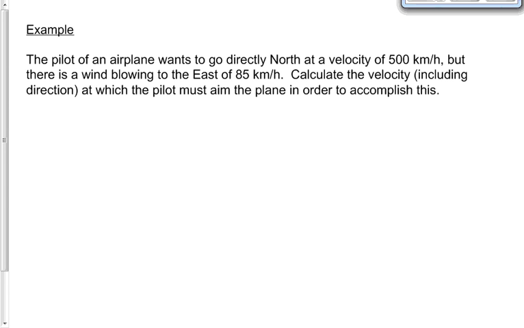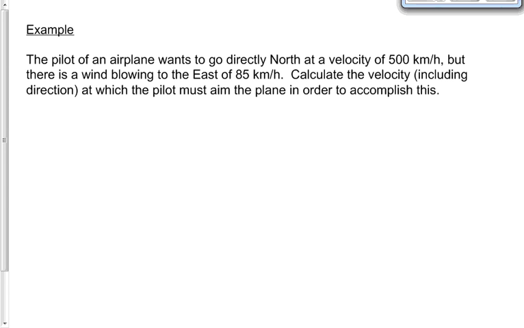This says the pilot of an airplane wants to go directly north at a velocity of 500 kilometers per hour, but there's a wind blowing to the east at 85 kilometers per hour. What's the velocity, including the direction, that the pilot must aim the plane in order to accomplish this? We said last week, wouldn't it be useful if you were a pilot to know some vector analysis, or the captain of a ship to know some vector analysis? Yeah, it would, for sure.